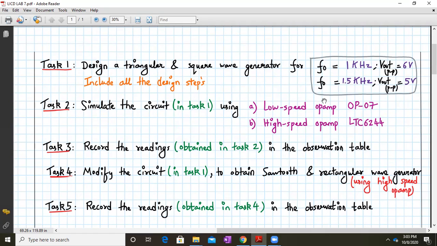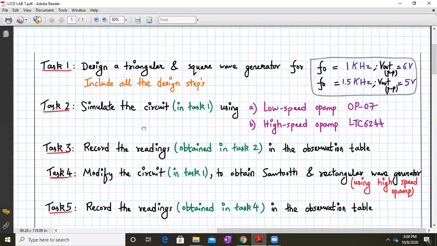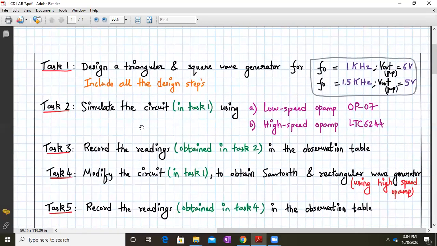Okay, so very specific. Again, I repeat, for even roll numbers, f naught will be 1 kilohertz and Vout peak to peak will be 6 volts. For odd roll numbers, f naught will be 1.5 kilohertz and Vout peak to peak will be 5 volts. So we need to simulate. We have already seen the design steps, all the design steps included. You can write it on a piece of paper and upload it in the assigned Google document.